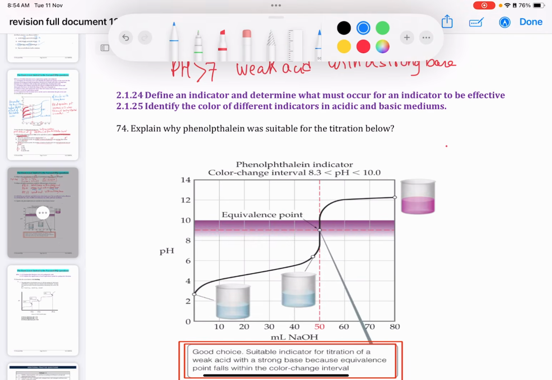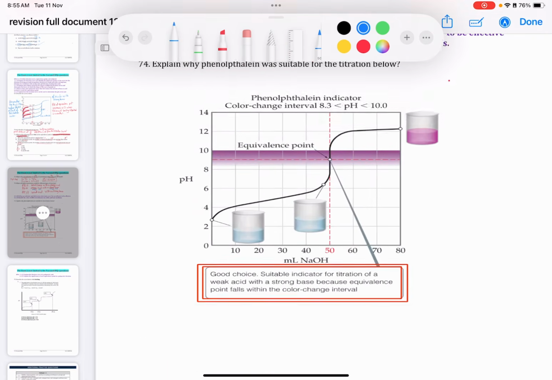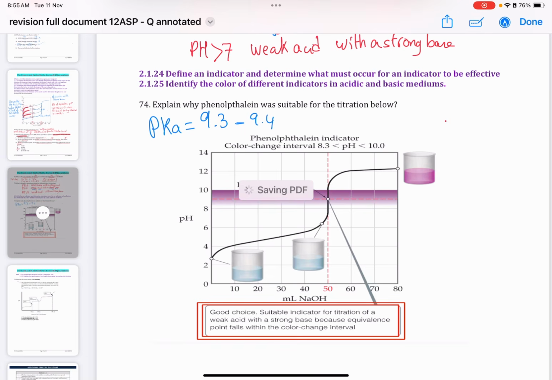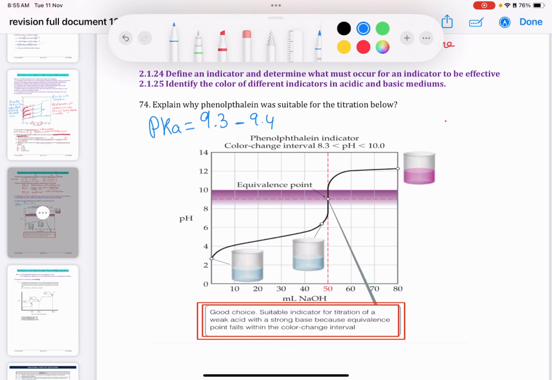Now, finally, this is almost the last question. Explain why phenolphthalein is suitable for the titration below. When they ask you a question like this, they must give you the pKa of phenolphthalein. So phenolphthalein pKa is about 9.3 or 9.4. Okay, now this pKa is suitable for the titration of a weak acid.